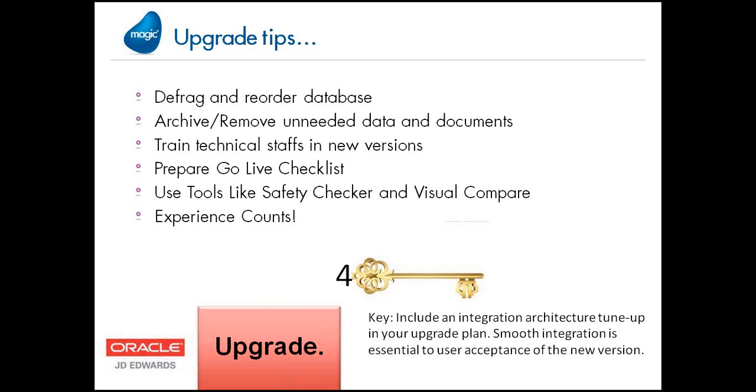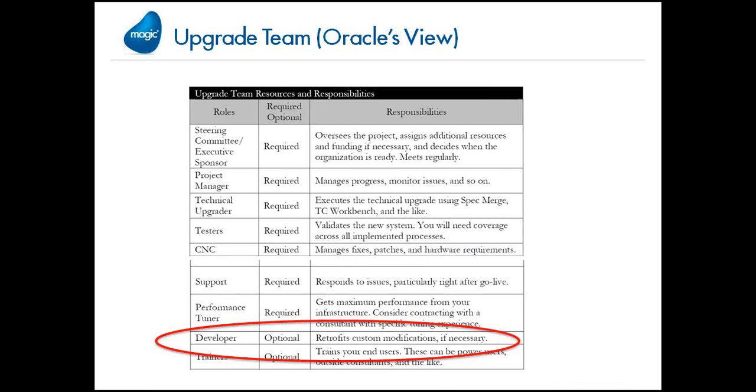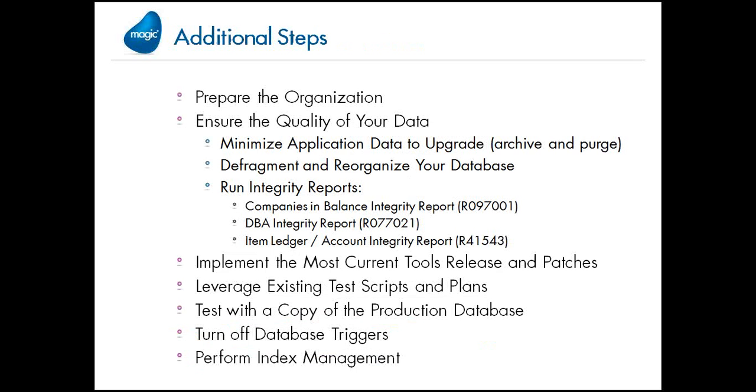So key number 4 would be to include an integration architecture tune-up in your upgrade plan. Smooth integration is essential to user acceptance of the new version. Now, Oracle talks about this as well. When you look at the Oracle upgrade project lifecycle, they talk about the importance of retrofitting custom modifications, retrofitting interfaces or integrations, if you will, as part of that configure phase of the upgrade project lifecycle. So it's right there in the middle from Oracle's standpoint. When they talk about the team, they talk about developers that are part of the upgrade team in Oracle's view.